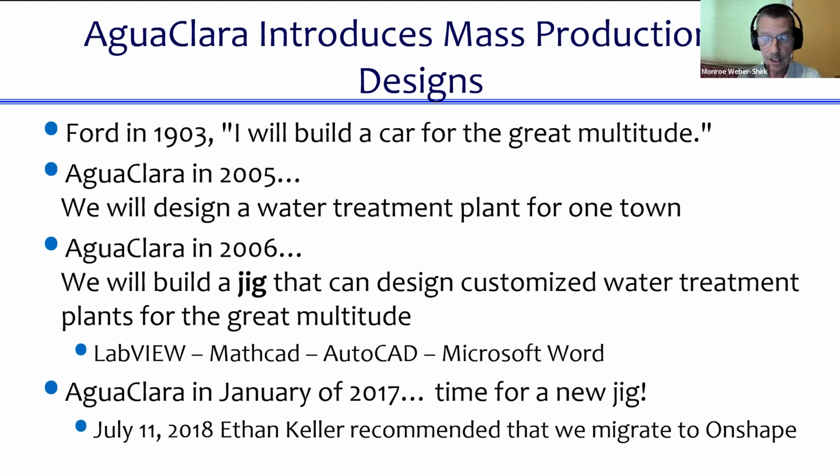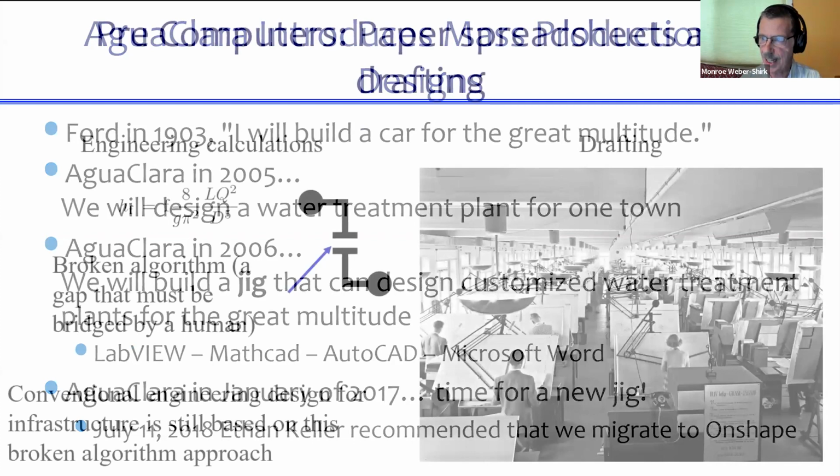And so we began looking, and students began looking for alternative ways of creating designs. And really, you look at this timeline, it wasn't until July of 2018, so a year and a half later, Ethan Keller came back and recommended that we migrate to Onshape. And during that year and a half, there was a ton of exploration of the other tools that were out there and a realization that none of them hold things together in the way that we needed. And so when we saw what Onshape was doing, we got very excited.